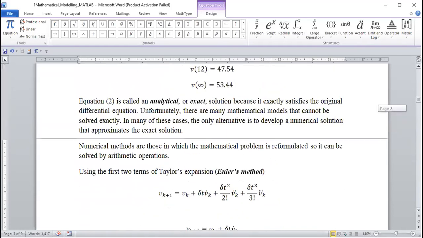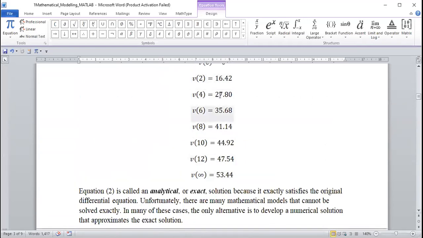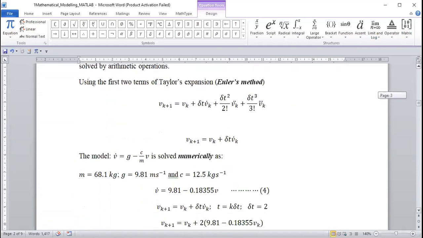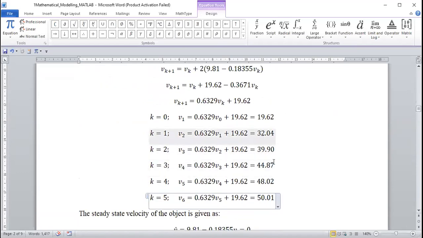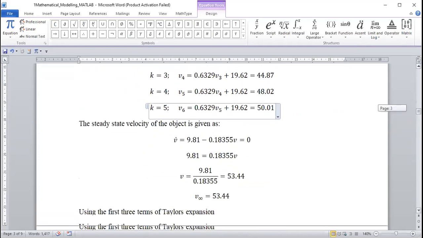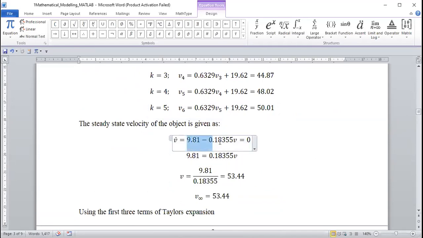If we compare it to the exact solution, so this is the exact solution, you can see that there are some errors, there are some differences, but generally it's almost the same thing as the analytical solution. And in order to get the steady state velocity, so we did this in control also, you just set the model to be equal to 0. So that means that at t equal to infinity, this is the velocity.